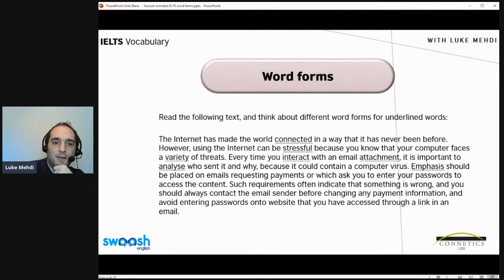Nothing coming through in the comments. So that is a noun. Interact and analyze. Both of those there are verb forms. Attachment is a noun and emphasis is a noun. And one that I forgot to underline at the bottom here, requirements, also a noun.